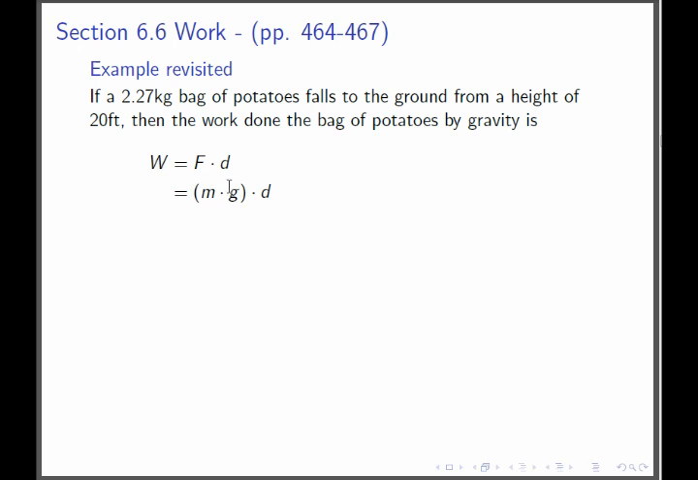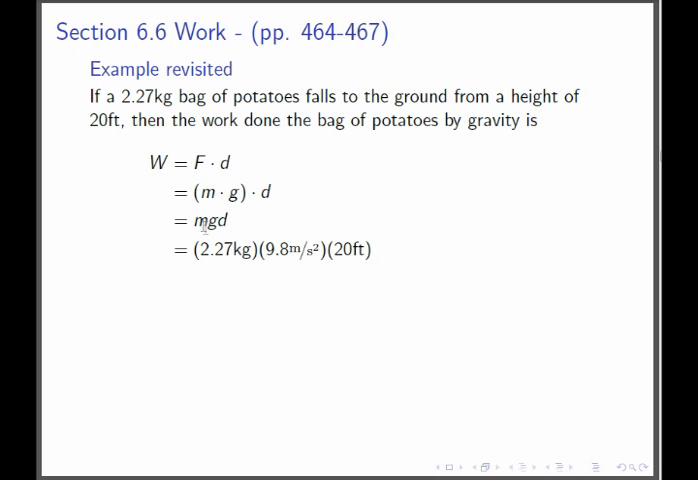And again, this is only necessary to do because I wasn't given the weight of the bag of potatoes, I was given its mass. When we did this example the first time, I was given its weight, so I didn't need to apply force equals mass times gravity. Okay, so I don't need this parentheses. Now we can just plug in known information.